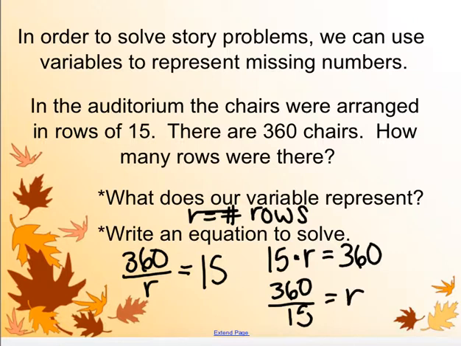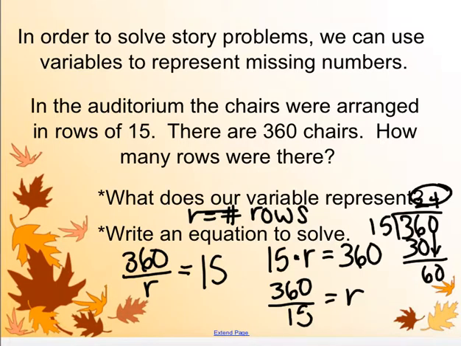All of these equations will work, and we can figure out how many rows we have. Okay, so when we do that, all we have to do is do 360 divided by 15. Well, 15 can go into 36 2 times. We put it in, we get 30, and we have 6 left. Bring down our 0. 15 can go into 60 4 times. So our final answer is 24. There are 24 rows in the auditorium.